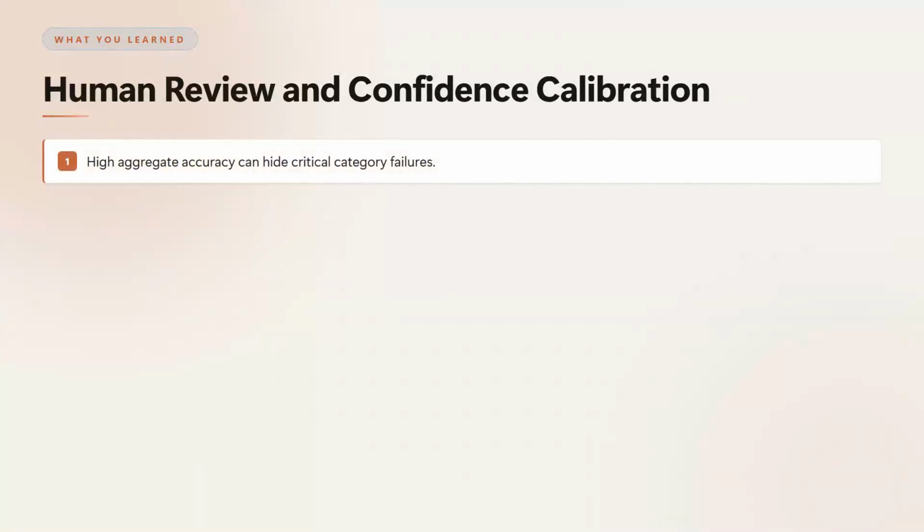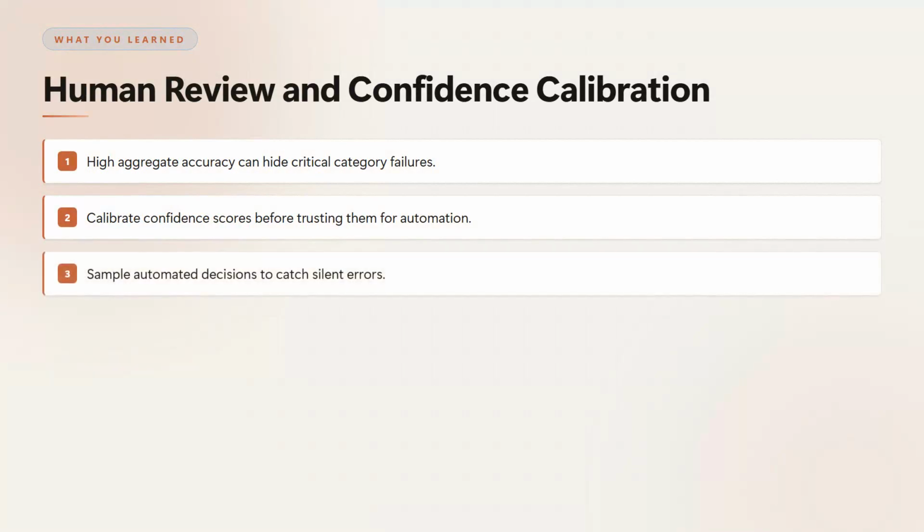So remember, a high overall accuracy number can mask a terrible category. Calibrate confidence scores so they actually match real-world correctness. And always sample what you automate, or you'll never see the failures.